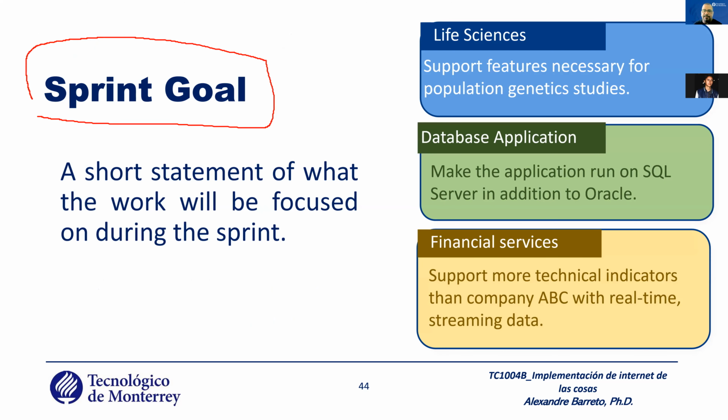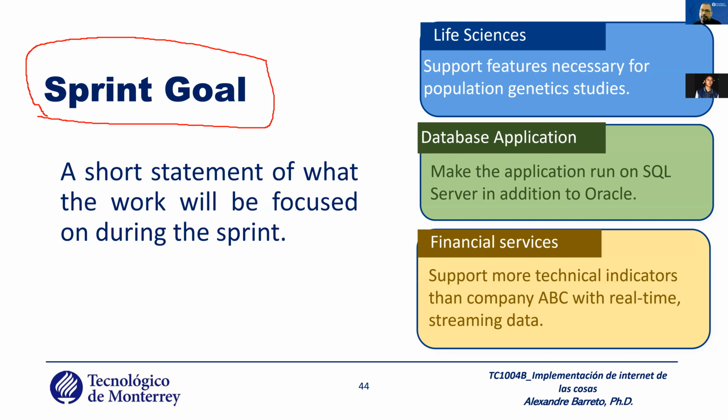But what defines what is inside and what is outside the sprint backlog is the sprint goal. The sprint goal is a short statement of what the work will be focused on during the sprint. You can work on other things in the sprint. However, the focus of the sprint follows the sprint goal.